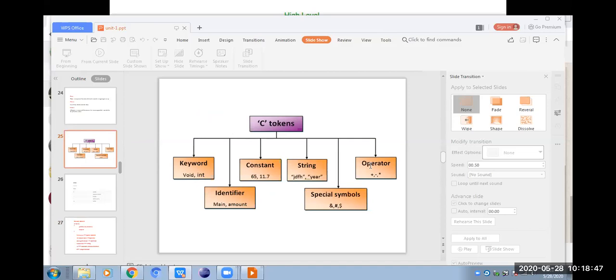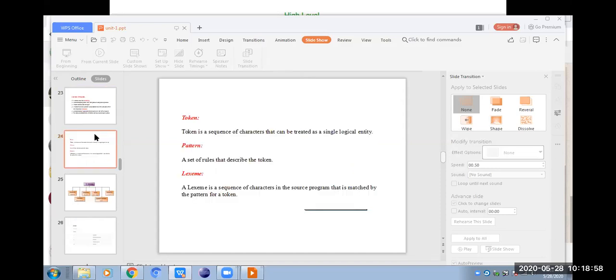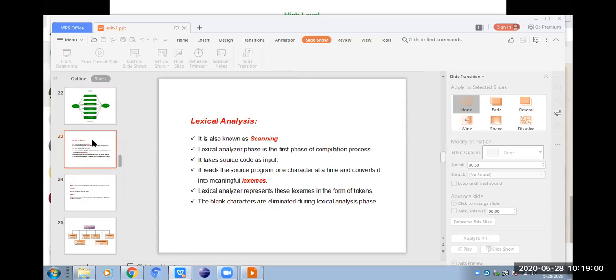Every language will have the same thing. Every language will contain keywords, identifiers, constants, strings, operators, and special symbols. Tokens are those. Now, if the tokens are clear, I will come back to lexical analysis.